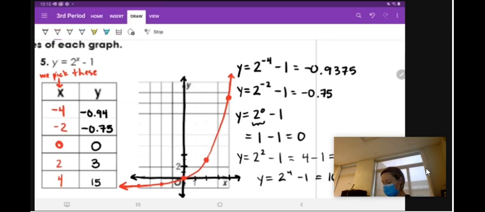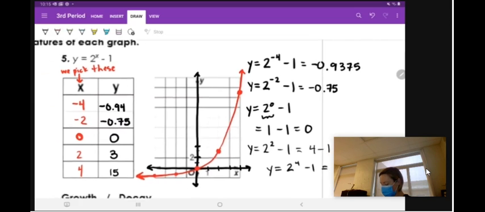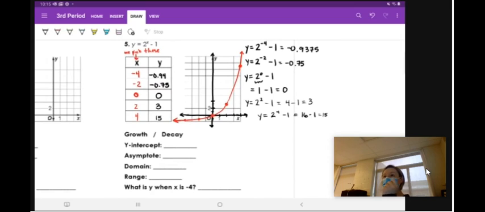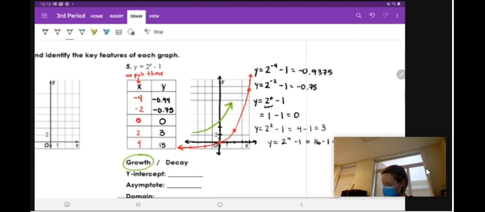Now that we have this drawn, we can answer questions about it. So the first question is: is this graph a growth or a decay? Does it increase as we read from left to right, or does it decrease? Is it going up or down? And this one's going up as we go from left to right. So it's a growth. We can also tell by looking at our base. The base of this exponential function is 2, which is bigger than 1. So if your base is bigger than 1, it's going to be a growth.